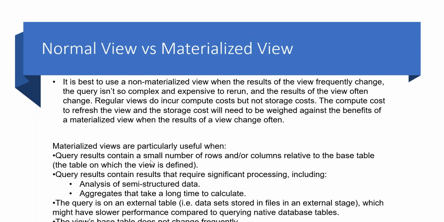So understand a few more things. Materialized Views are particularly useful when you want to query a result which is going to contain a small number of rows or columns related to the base table. Second, you have some data in your external table, and because Snowflake is going to pull the data directly from the external storage area, it will be slower performance, and you want to optimize the performance, then you're going to suggest going for Materialized View. The third thing, when your base table does not change frequently, then the Materialized View will be a good choice. However, there is one big limitation, that we cannot reference more than one table.